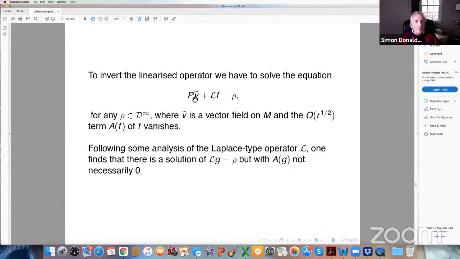So remember, the linearized operator is given by this thing P applied to a vector field, and our ordinary linearized operator L applied to F. So we want to solve this equation for an arbitrary rho in our space D infinity. But we want F to have the condition that it should lie inside our E0, so we want the order r to the 1/2 term, which I'll write A of F, to vanish.